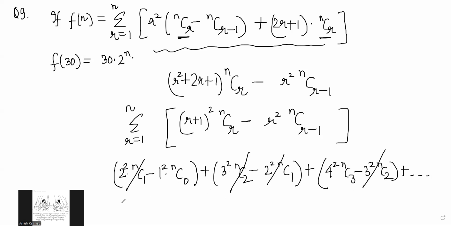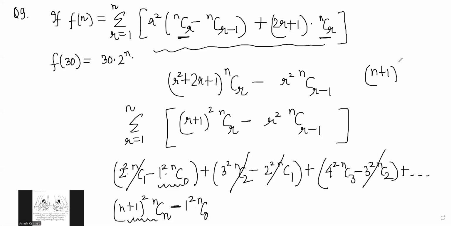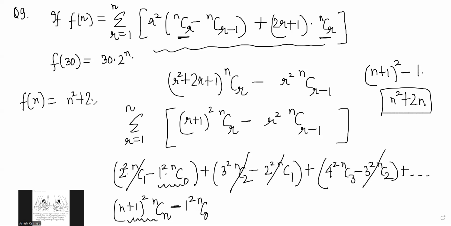So basically you'll end up with (n plus 1) whole square nCn minus 1 square nC0. The last term of the last bracket and the first term of the first bracket, that is what will end up happening. And you are ending up with simply (n plus 1) whole square minus 1. So you are getting n square plus 2n, right? So f of n is simply n square plus 2n.